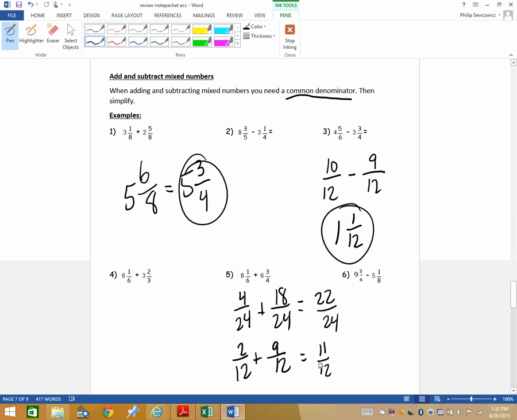Now, the answer is not simply 11/12. We do need to make sure that we bring along our whole numbers for the ride. So 8 plus 6 is 14. So your official answer is 14 and 11/12. That's it for today, people. Just remember common denominators and then get your new numerator.